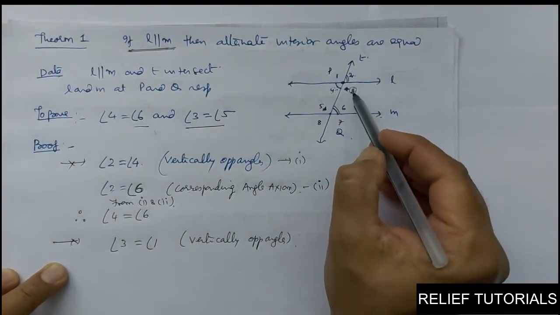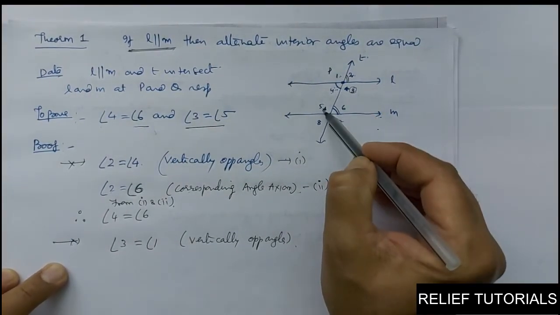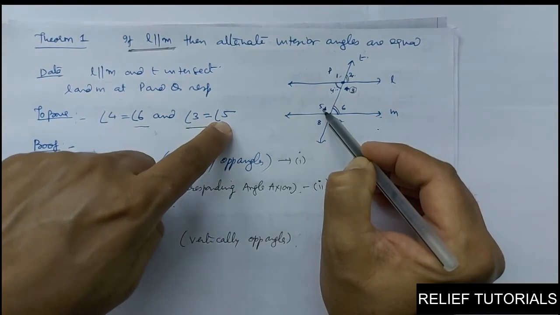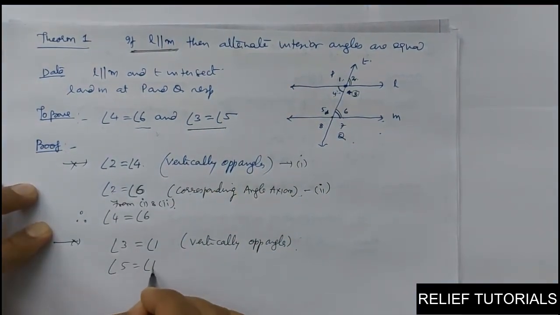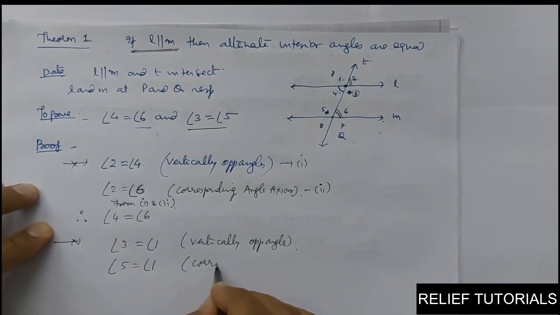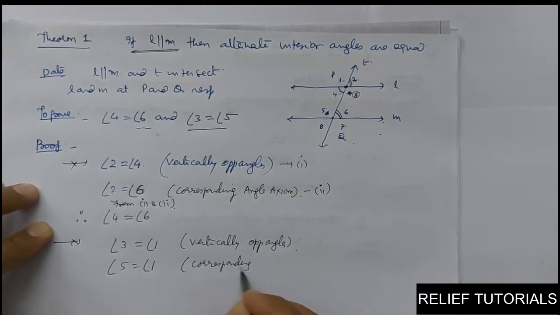Okay. So 3 is equal to 1. Now 1 is equal to 5. Why? Because we want 5 here. So I can say angle 5 is equal to angle 1. Reason: corresponding angle axiom.